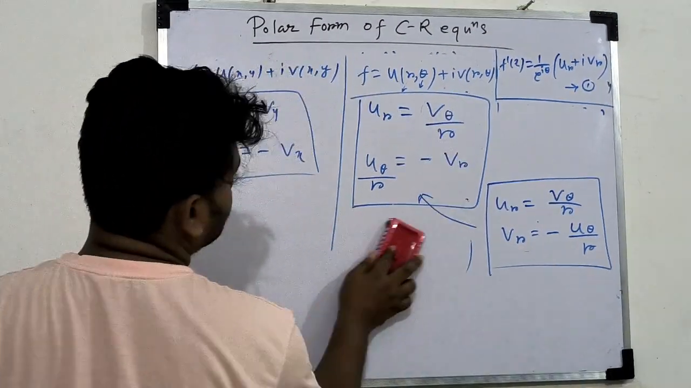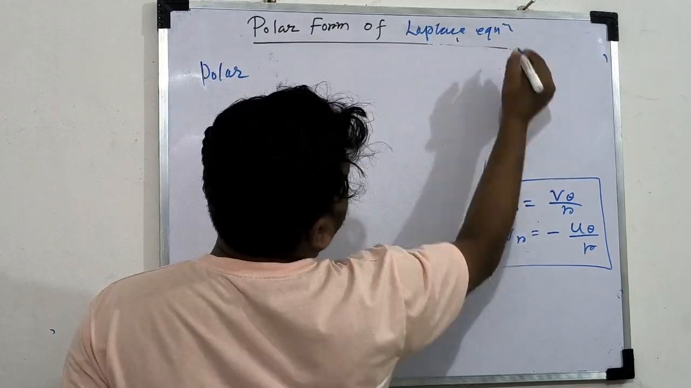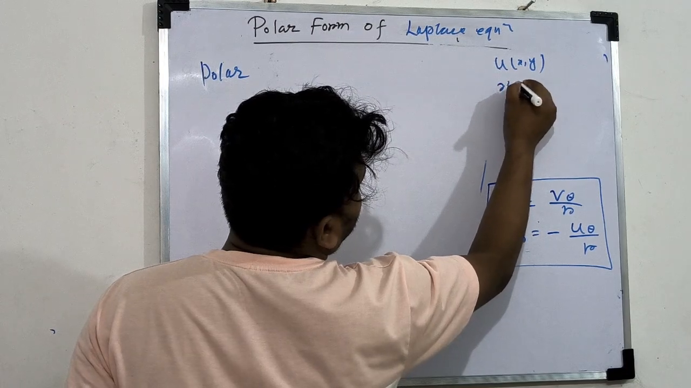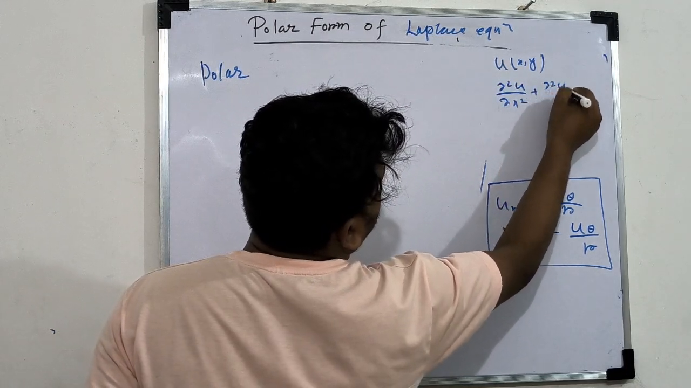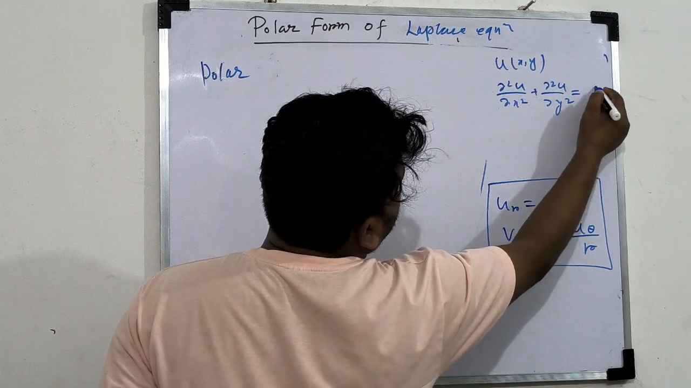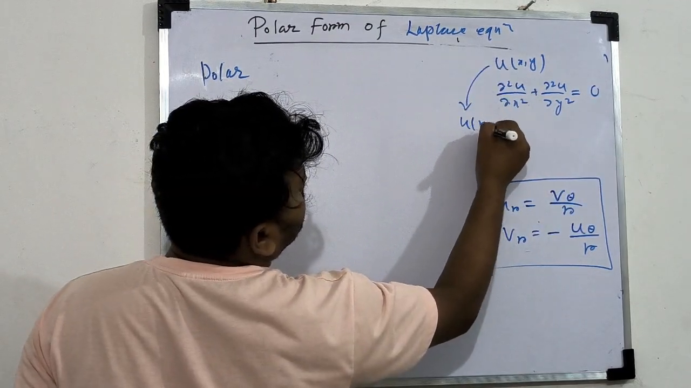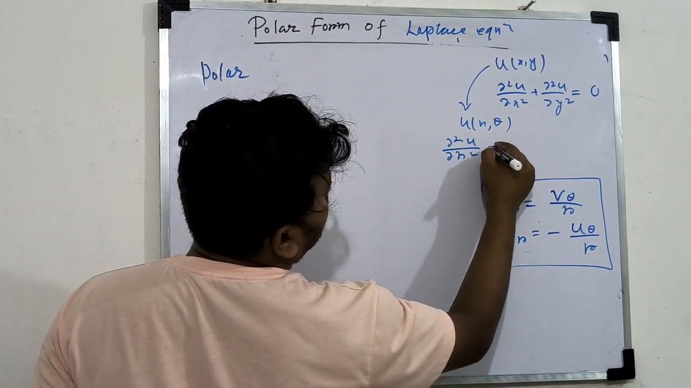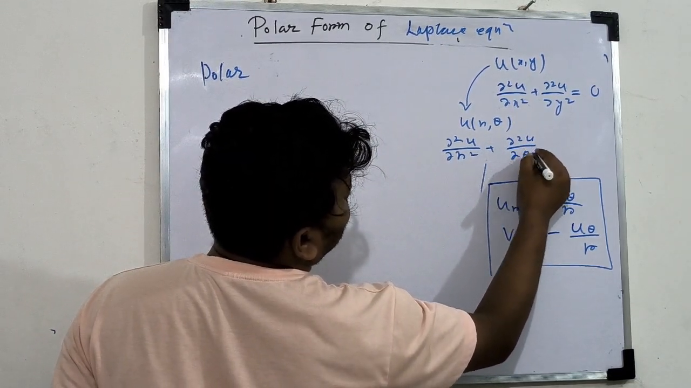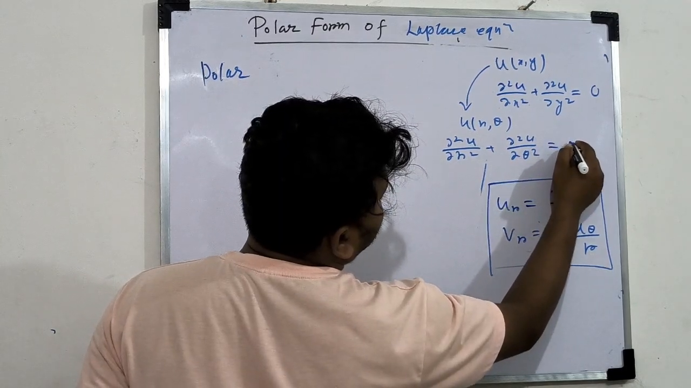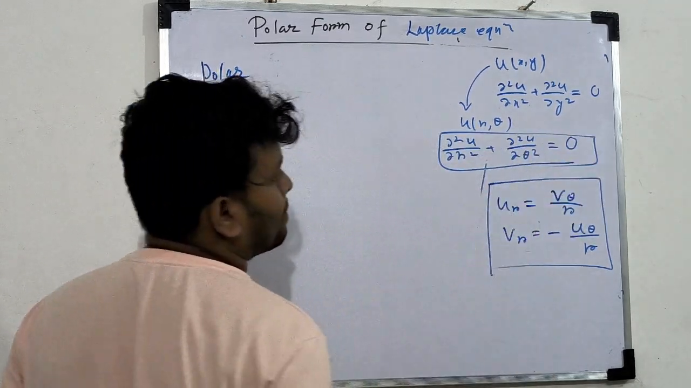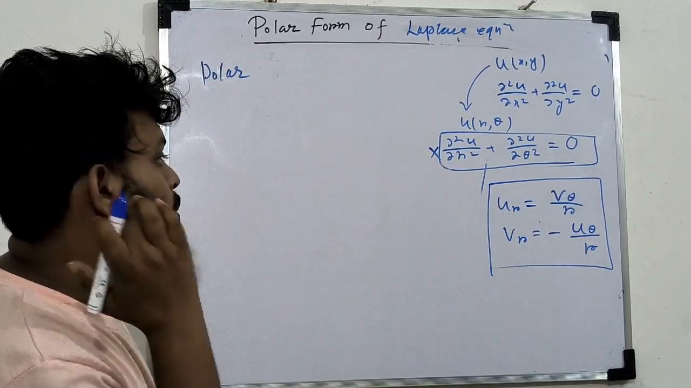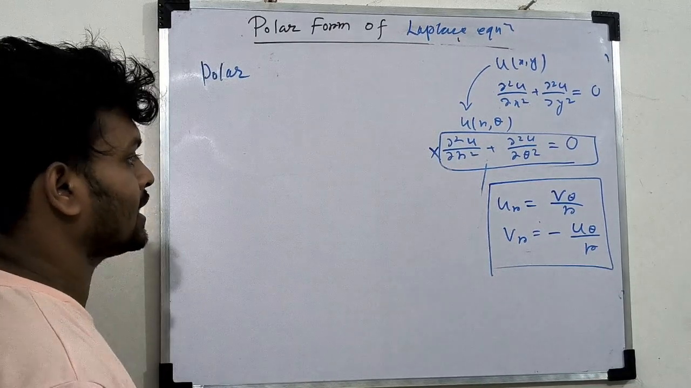Now we discuss the Laplace equation in polar form. In Cartesian, the Laplace equation for u as a function of x, y is del 2 u by del x square plus del 2 u by del y square equal to 0. But whenever u is in polar form, you might think it should be del 2 u by del r square plus del 2 u by del theta square equal to 0, but this is wrong. So in polar form, what will be the form of the Laplace equation? We will discuss that.